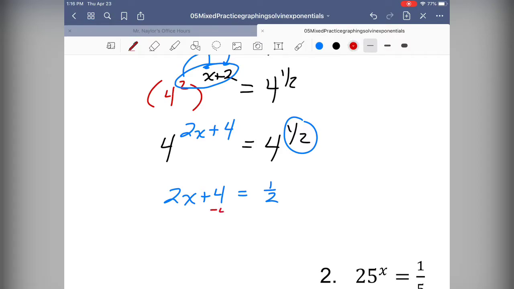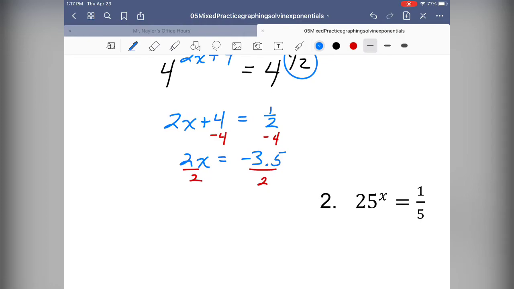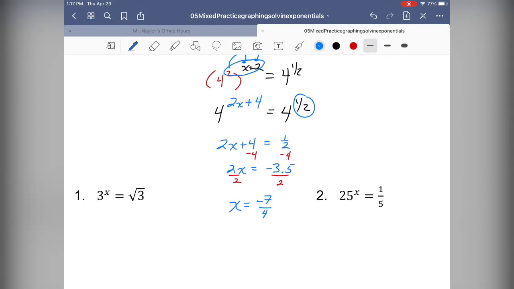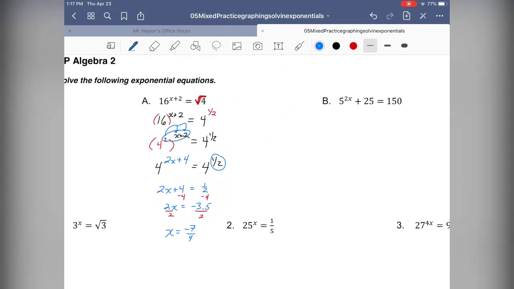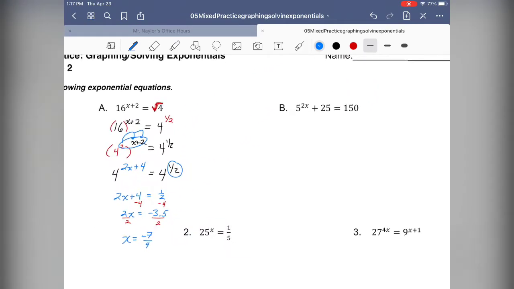Don't be fooled. Yes, you're subtracting 4 from a fraction. You can write that as a decimal. You can write that as a fraction. If you want to keep it in decimal form, it is negative 3.5. And of course, when you divide by 2, half of negative 3.5, well, that's going to come out to be negative 7/4 as a fraction, or you could write down the decimal equivalent. So a square root is the same as a 1/2 power.